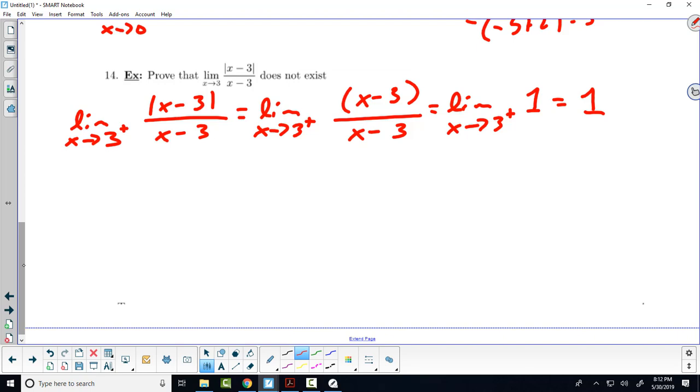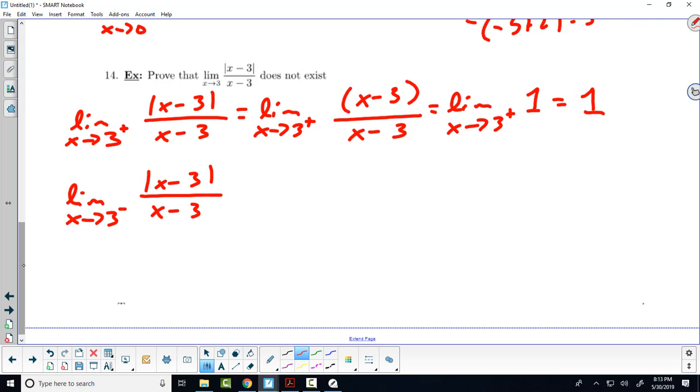Let's go the other way. Let's now look at the limit as x approaches 3 from the left of the absolute value of x minus 3 over x minus 3. I'm now approaching 3 from the left, which means I'm plugging in numbers like what? 2, 2.5, 2.9, 2.99. All of those numbers, when I subtract 3 from them, what do I get?